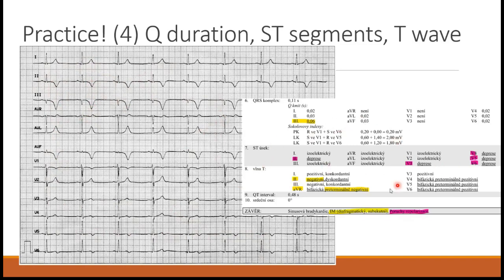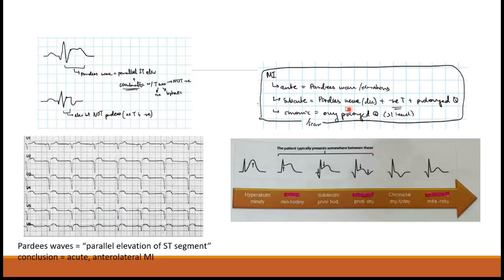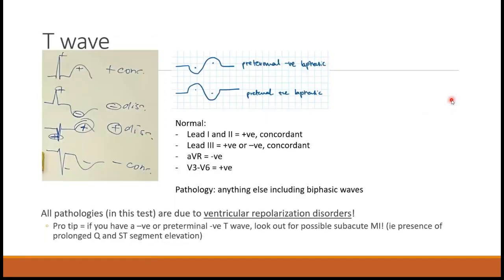So based off of all of the data that we have to make a conclusion, we can see that we have a prolonged Q in number 3. We can see that we have depressions from V3 all the way to V6, and then we have some negative T waves or pre-terminal negative biphasic T wave. So if you have a prolonged Q, you have some irregularities with the T wave that should be subacute. As we go back here, subacute would either be a decreasing Pardy's waves, but definitely a negative T and possibly a prolonged Q as it transitions to chronic MI.